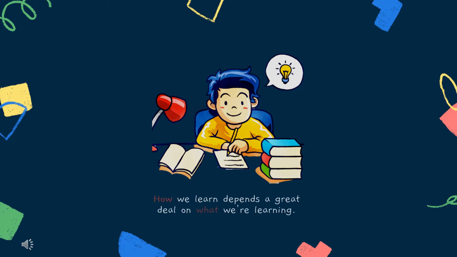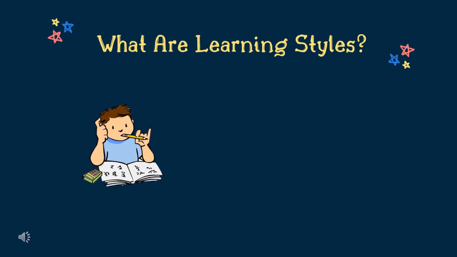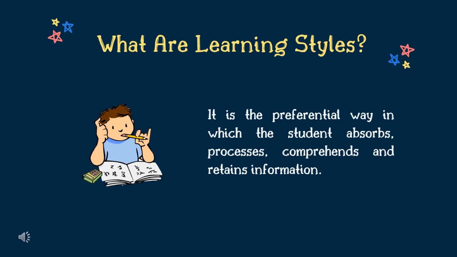After all, how we learn depends a great deal on what we are learning, and our preferred learning techniques might not, in fact, be the most useful. Despite this, many scientists, psychologists, and education experts have tried to identify distinct, innate learning styles. So, what are learning styles? Each learning style is the preferential way in which a student absorbs, processes, comprehends, and retains information. It refers to the unique or particular way a person approaches learning and studying.